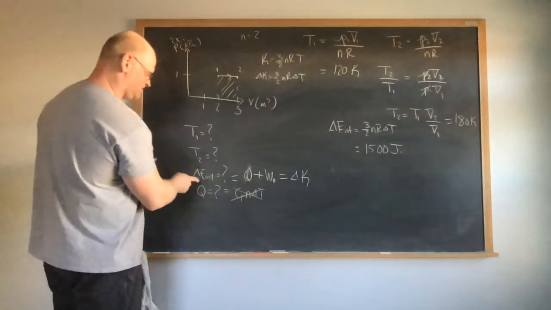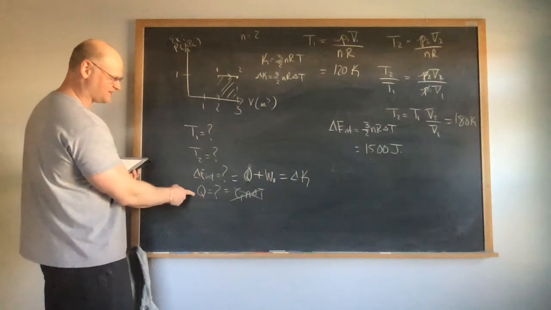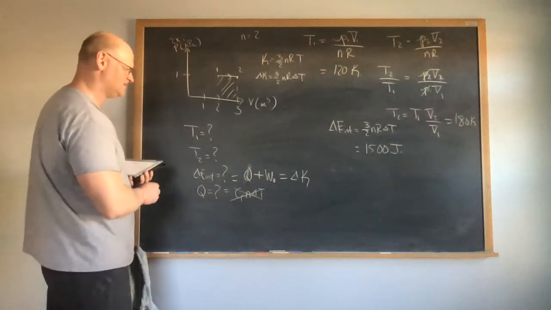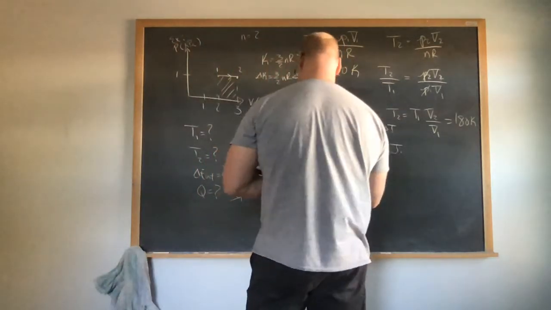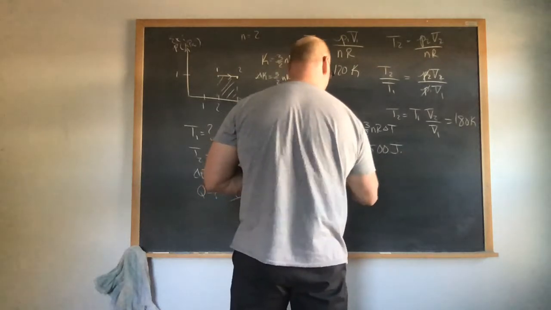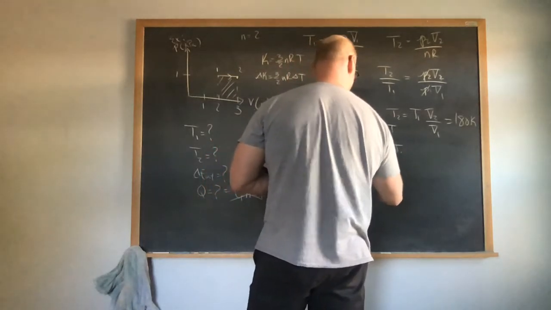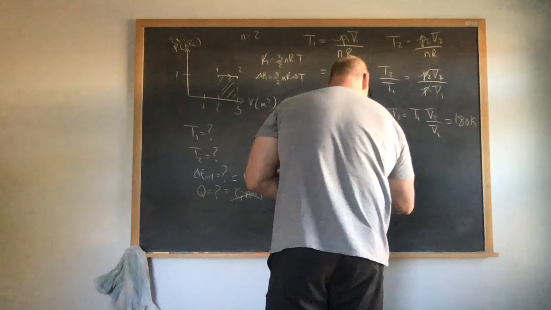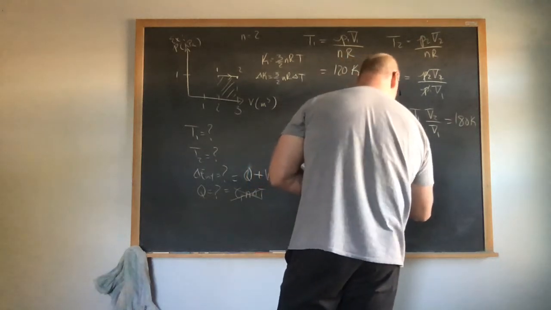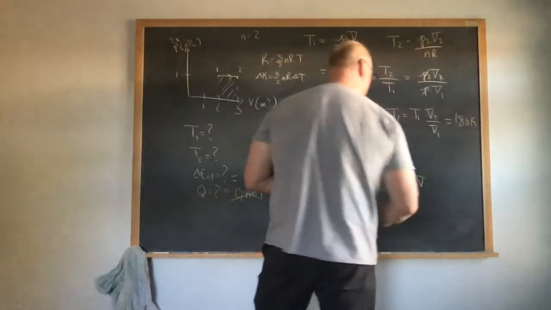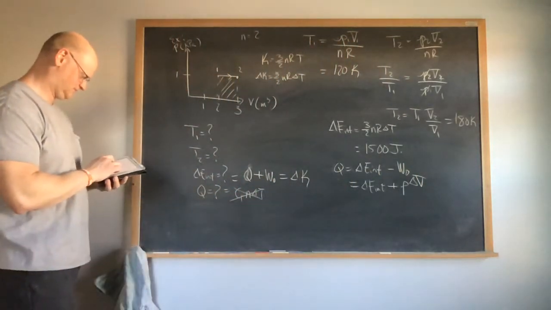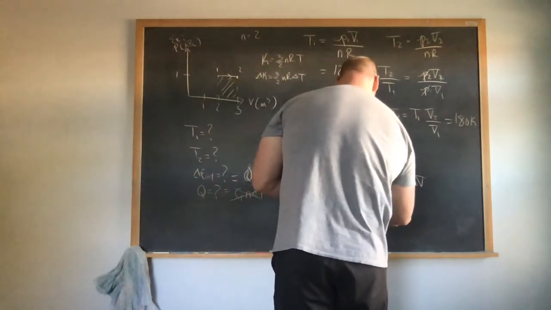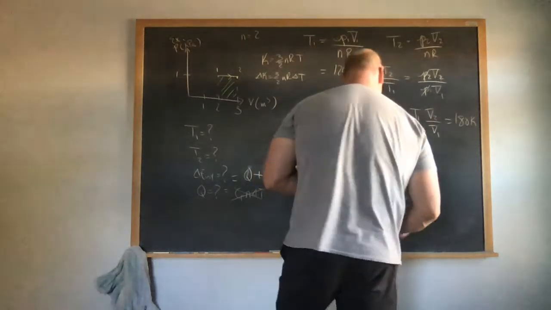Good. Now from here, we can use the first law to determine exactly what the heat flow into the system is. Again, let's assume that we don't know this. So Q is going to be equal to the change in internal energy minus the work done on the gas, which is the same thing as the change in internal energy plus the pressure times the change in volume. Plugging this in, this works out to be about 2,500 joules.